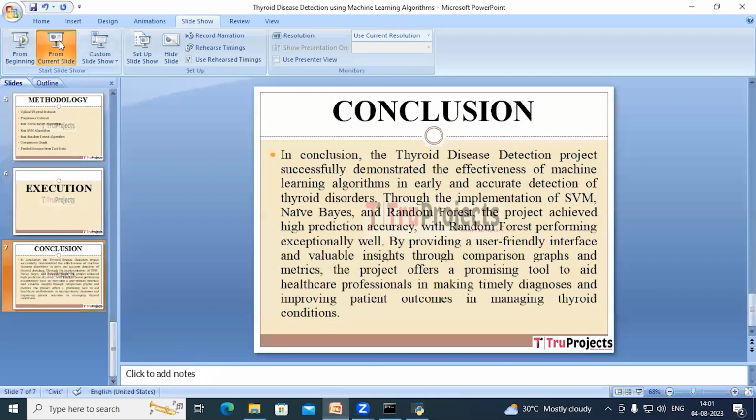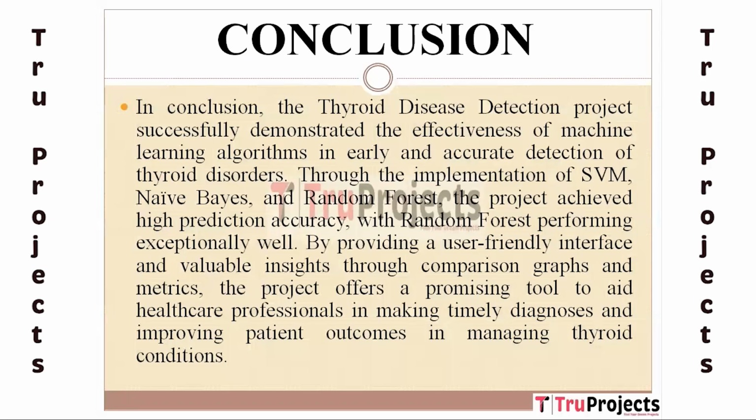The conclusion here is the thyroid disease detection project showcased the effectiveness of machine learning algorithms in early and accurate thyroid disorder detection. Implementing support vector machine, Naive-Bayes and random forest, the project achieved high prediction accuracy with random forest excelling. The user-friendly interface and valuable insights provide a promising tool for healthcare professionals to make timely diagnosis and improve patient outcomes in managing thyroid conditions.